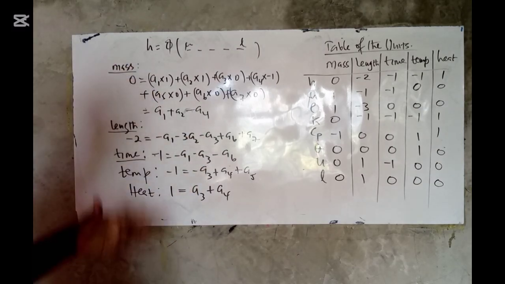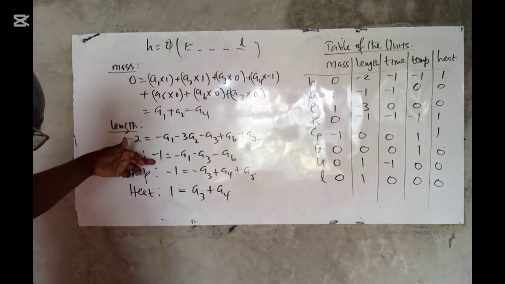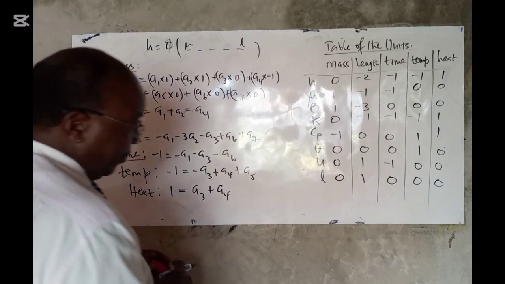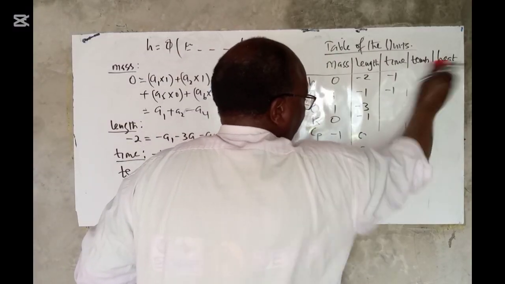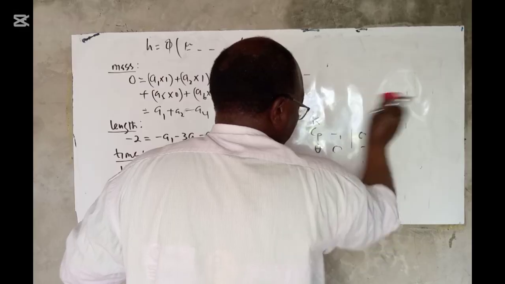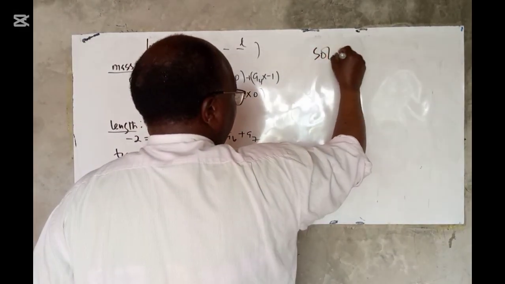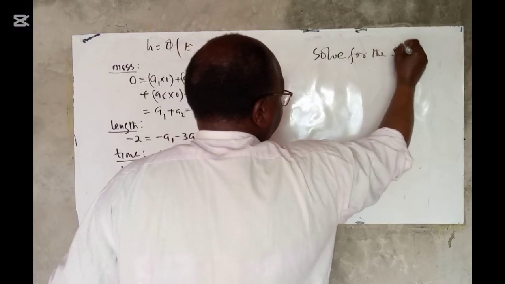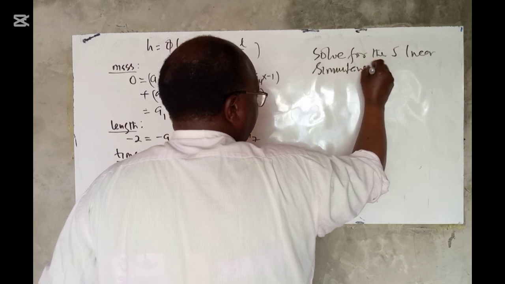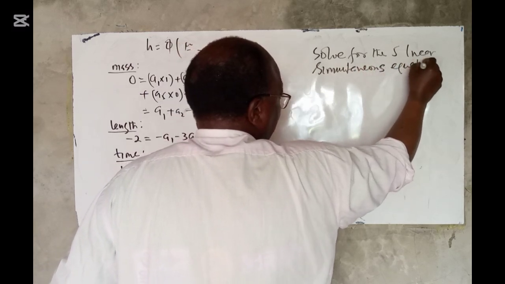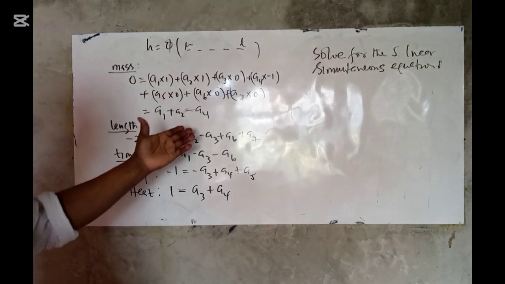simultaneous equations. How many simultaneous equations do we have? 1, 2, 3, 4, 5. So we have these five linear simultaneous equations which you need to solve. And it's not a big deal. These are just linear simultaneous equations.